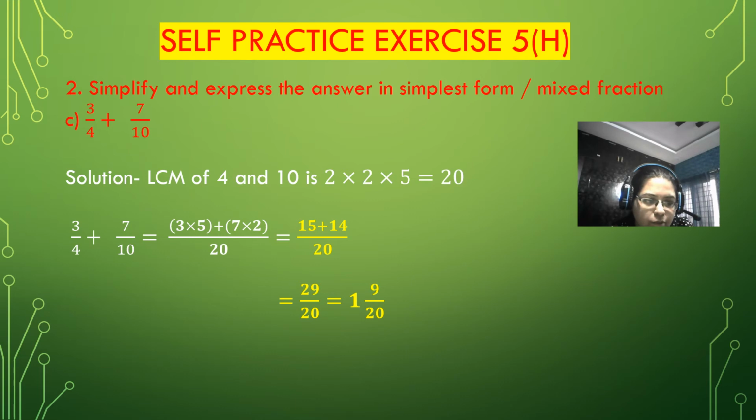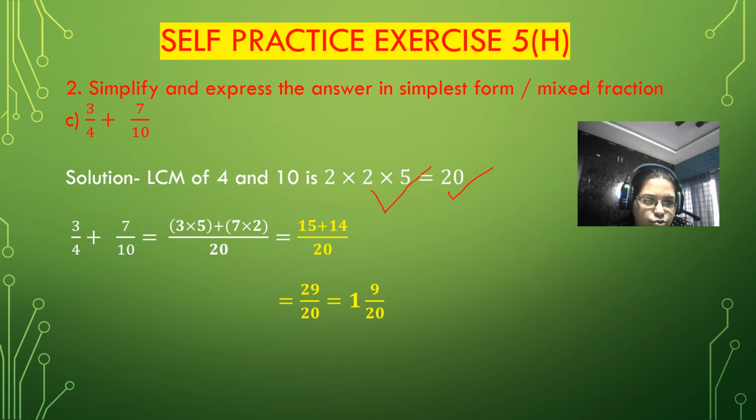Now we'll solve question number 3, part C. 3 divided by 4 plus 7 divided by 10. Here we have to add these two fractions. First we have to find out the LCM of the denominators, LCM of 4 and 10. We know prime factorization of 4 is 2 multiplied with 2, and prime factorization of 10 is 2 multiplied with 5. So LCM of 4 and 10 is 4 multiplied with 5, which is equal to 20.